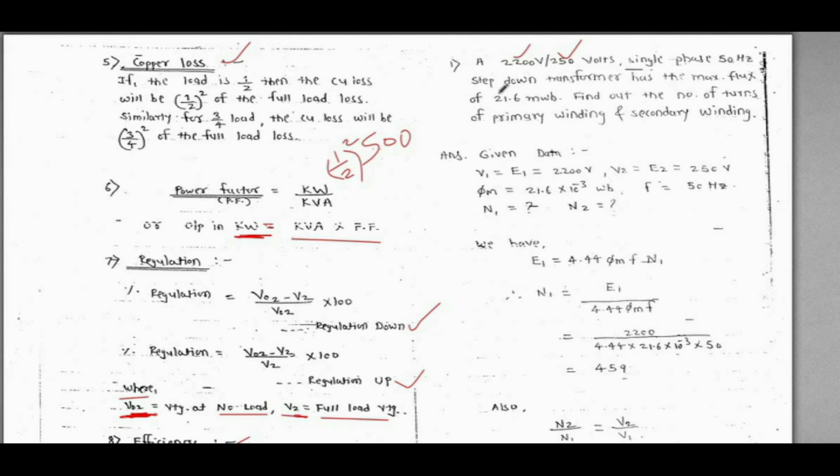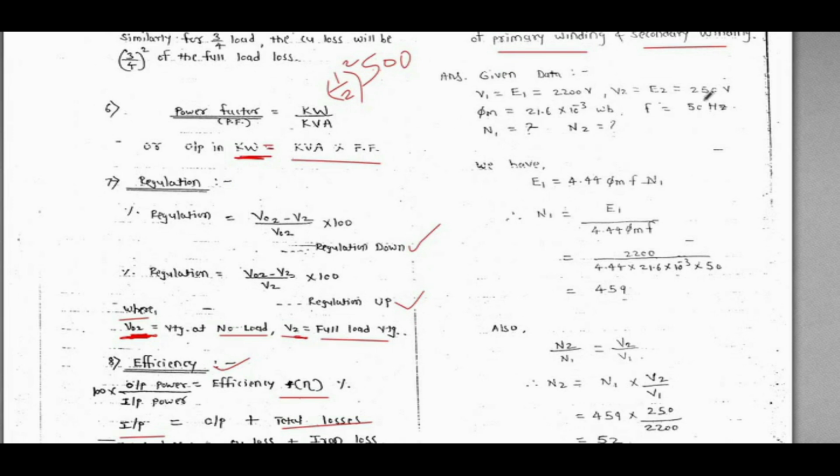Single phase 50 Hz step down transformer has a maximum flux 21.6 milliweber. Then find out number of turns of primary winding and secondary winding. First of all, you have to write down given data. What is given here?